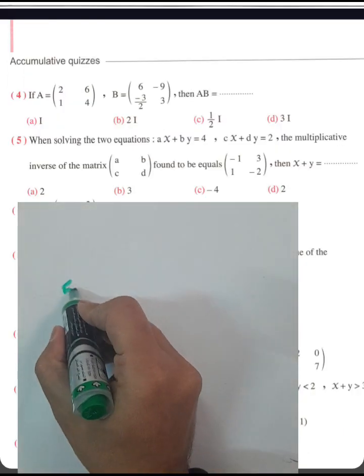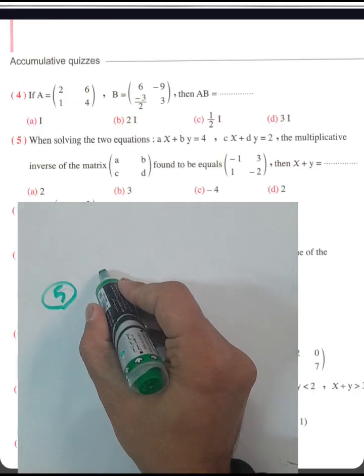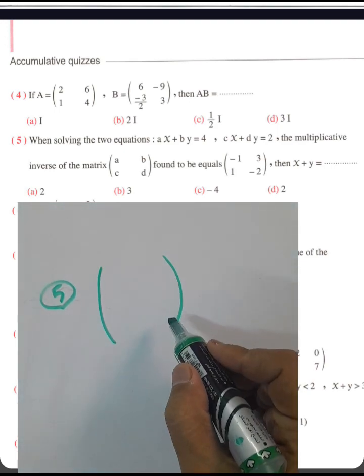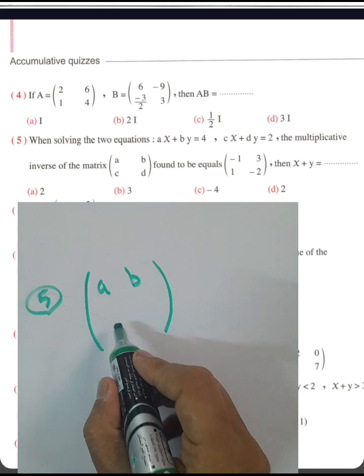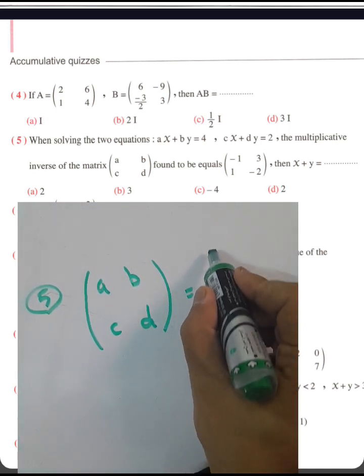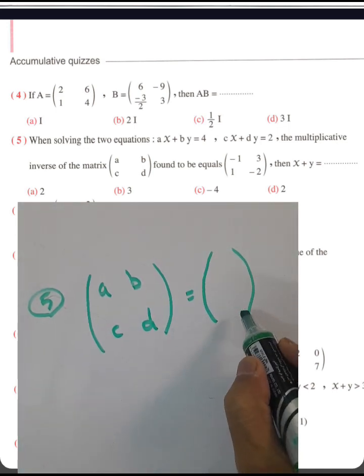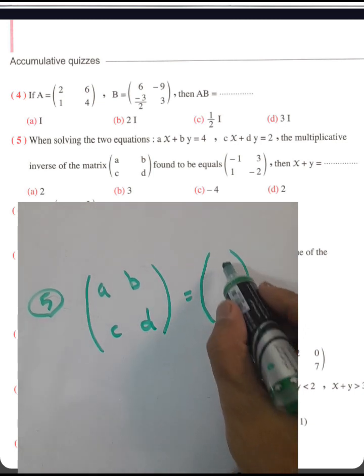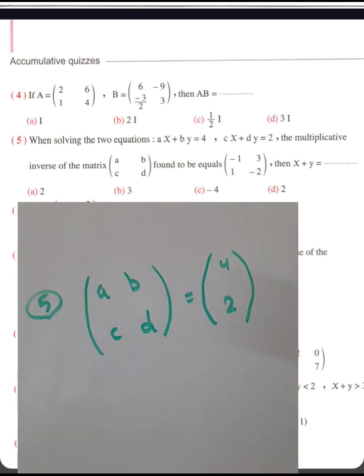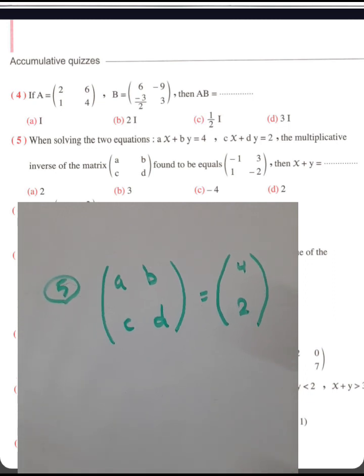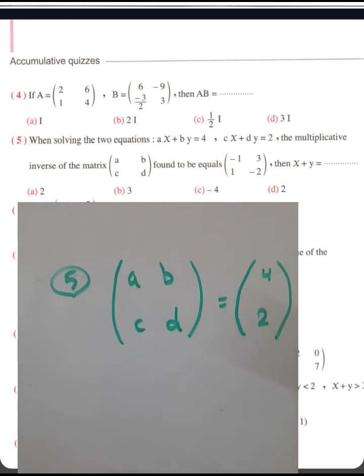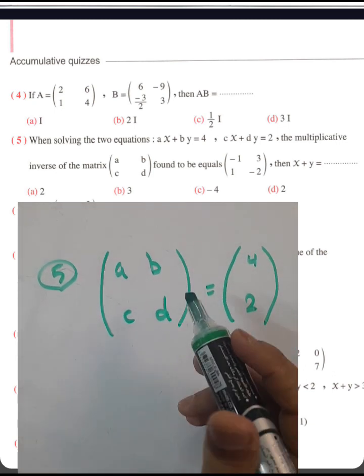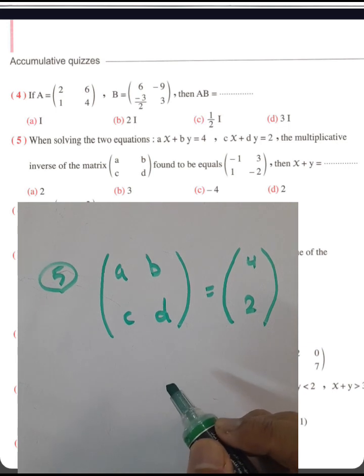Okay, pay attention to this example. We have two equations, A, B, and second C and D. The solution set here is 4 and 2. Okay, the solution set of this equation. We have the multiplicative inverse of the matrix, which is found to be negative 1 and 1 and 3 and negative 2.